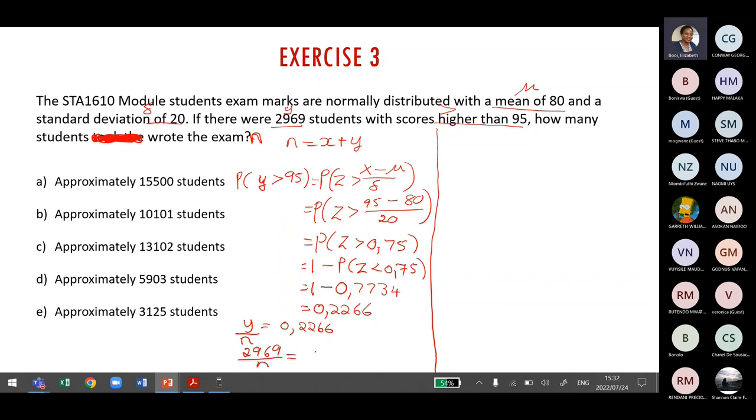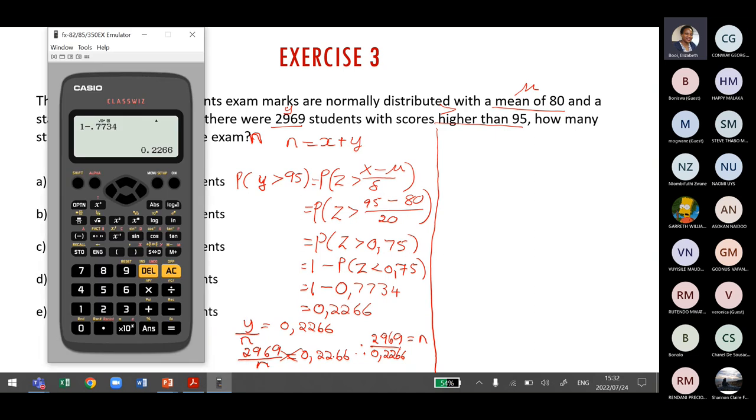So we say 2,969 divided by n is equal to 0.226. Therefore, if we cross multiply, we take n to the other side and take the 0.226 and divide by it, right? Because there is nothing below, we don't have to worry about the one that is below. So we take n, multiply it on that side, and take our 0.226 and divide by it on the other side, because we're doing a crisscross.